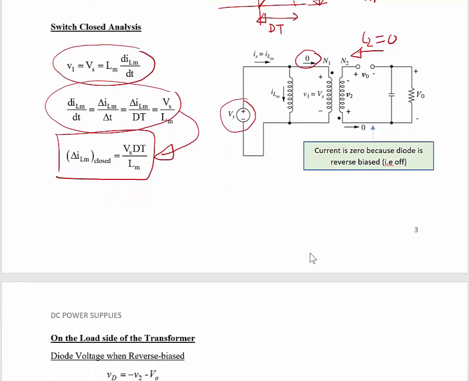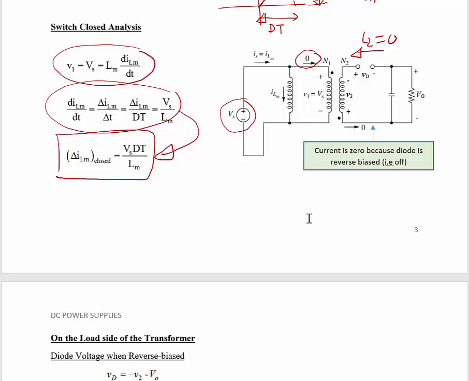Now, let's look at what is happening across the diode. So very briefly, now that the diode is open circuit, we know there's going to be a voltage across the diode. We want to be able to calculate this voltage and make sure that the diode will be able to withstand this voltage. How do you calculate the voltage across the diode?